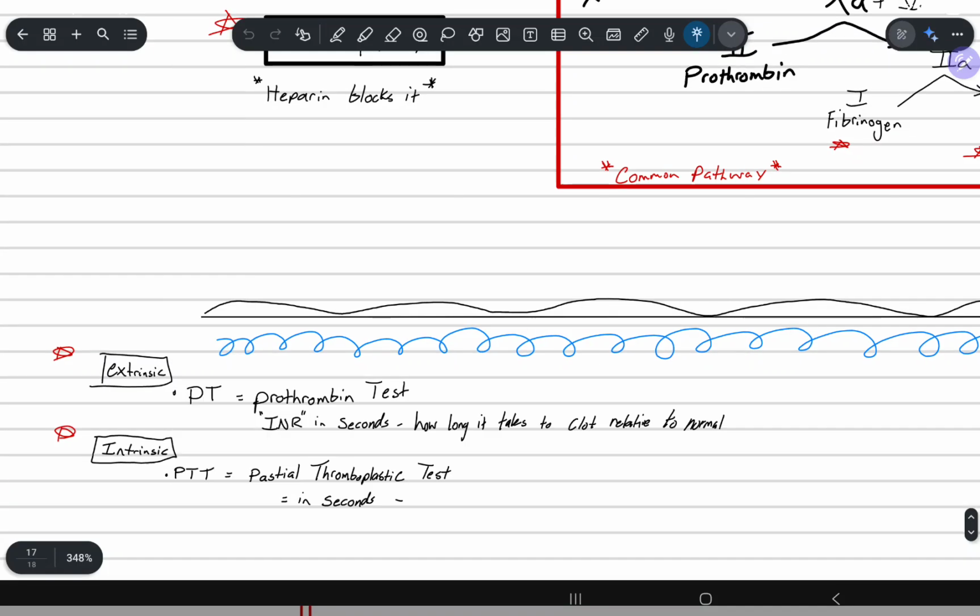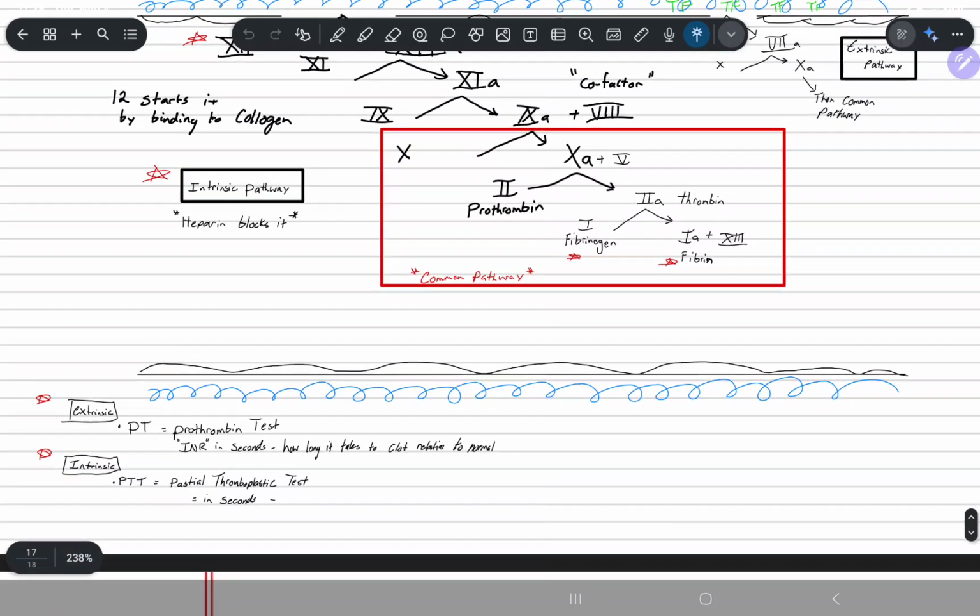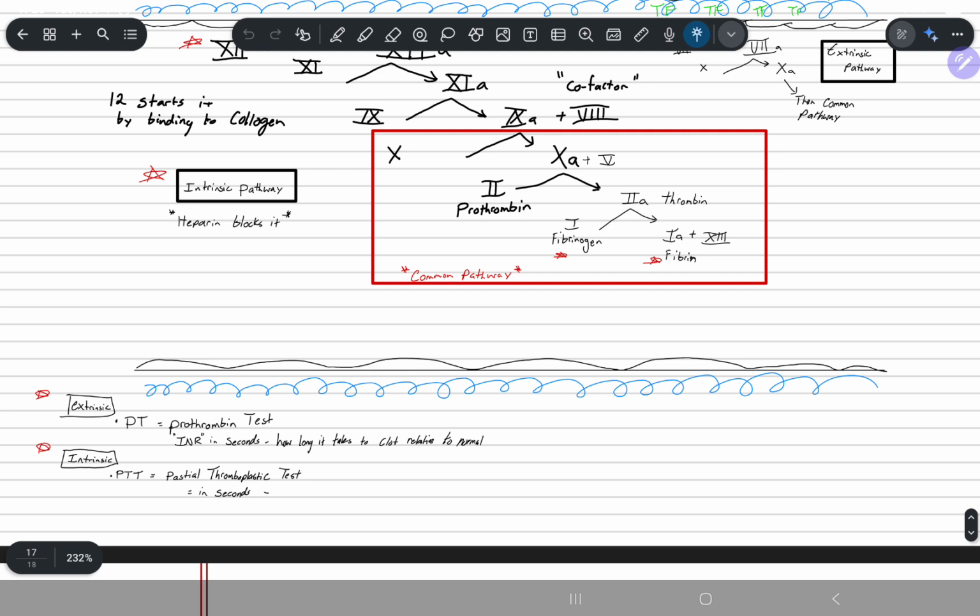Two tests that we can use to see the levels are the PT test for the extrinsic, which is the prothrombin test, and it tells you how long it takes to clot relative to normal. And then you've got the PTT test, which is the same thing for the intrinsic. Both of these are done in seconds and tell you how long. So if you do the wrong test, and you're trying to administer heparin and you do a PT test, you're not going to see a change or difference that you're looking for, because you've blocked the wrong pathway and you're looking in the wrong area.